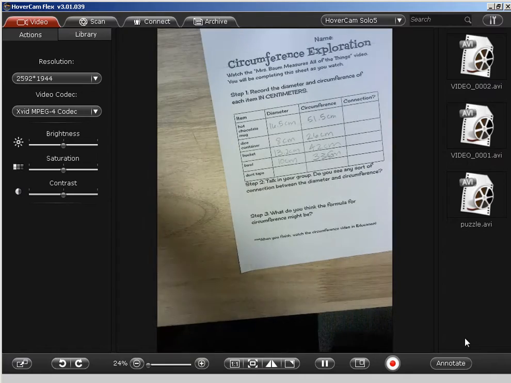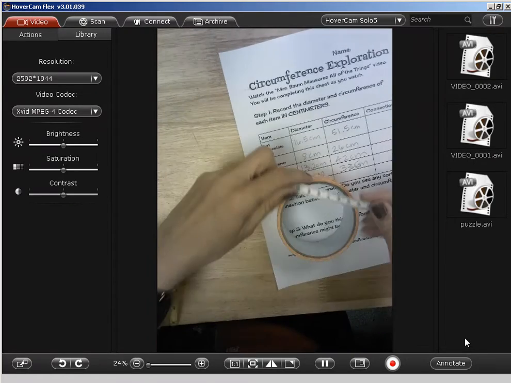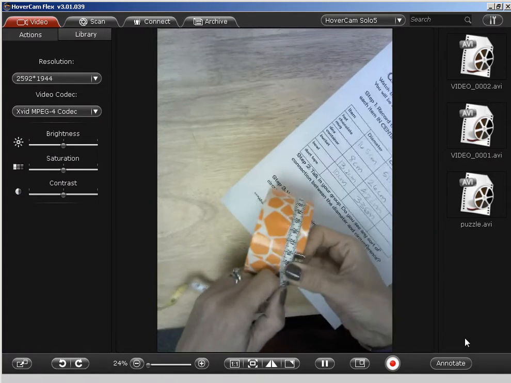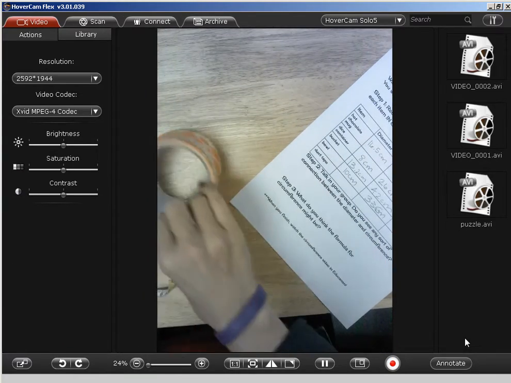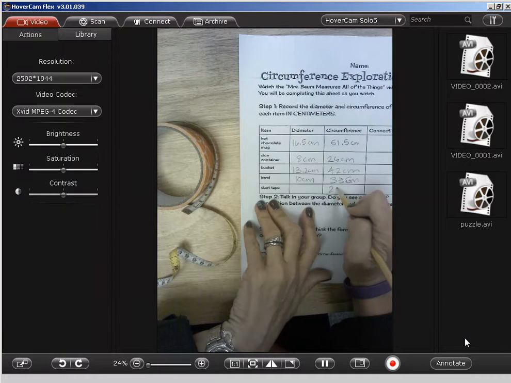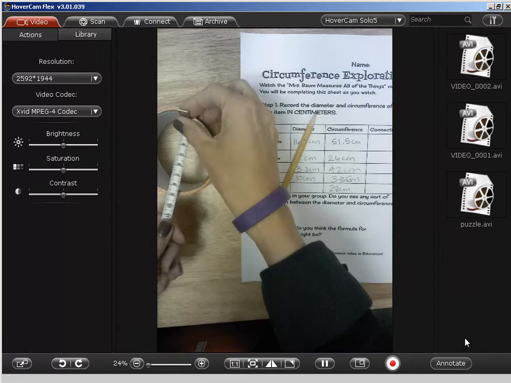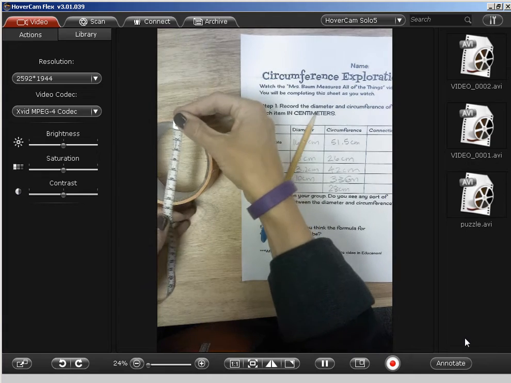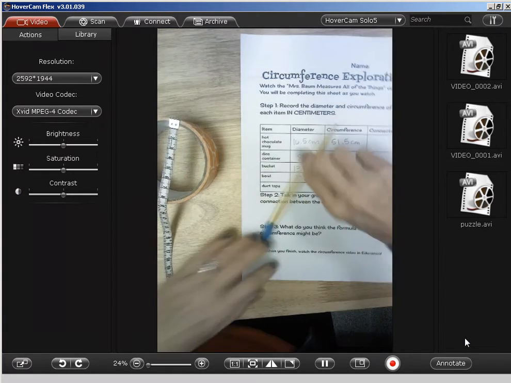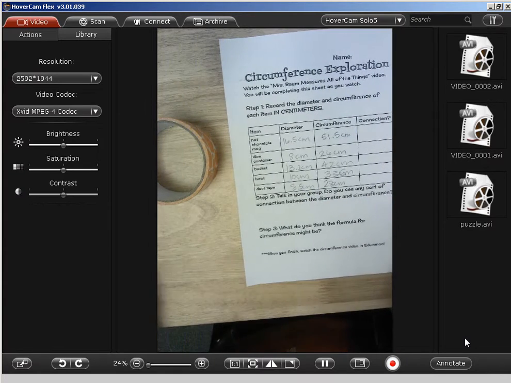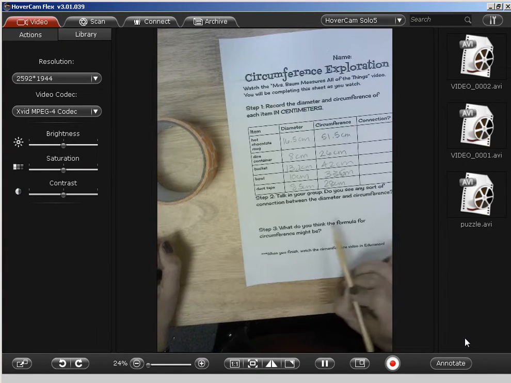And last but certainly not least, your favorite school supply, duct tape. So 28 centimeters. And then going across, it is 8.5 centimeters.